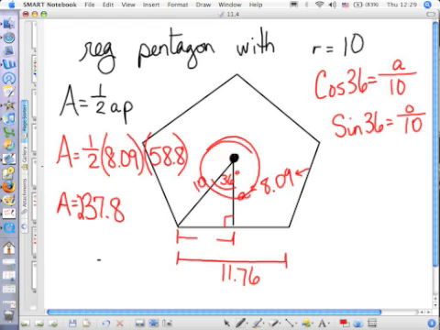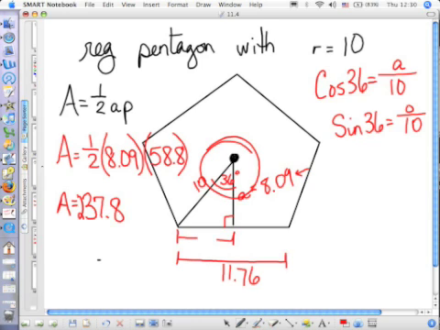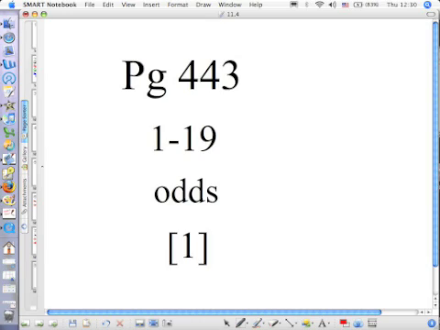All right. That's all I had to show you. And we did that really fast. So, you can start with your homework. But let me tell you, on your homework, there's only a couple of problems where you have to find the area. All right? A lot of the problems are, if the radius is this, what's the apothem? Or if the apothem equals this, what's the length of the side? Okay? So it's just piecemealing it. You have 1 through 19 odds. Assignment number 1 on quarter 4.